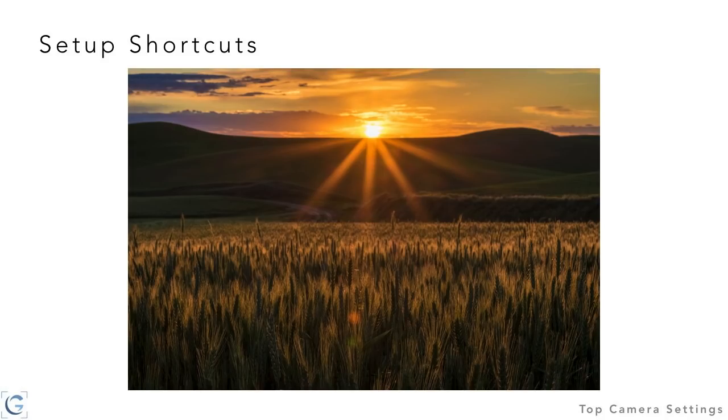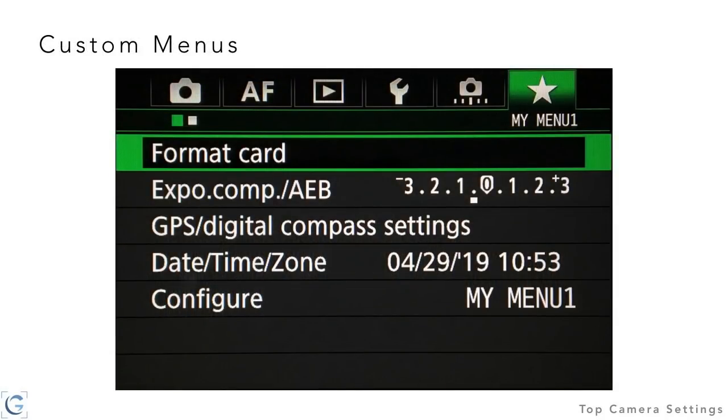And speaking of customizing your camera settings, many cameras now also include custom menus. First off, many cameras have what seem to be countless menu options. Fortunately, a fair number of cameras now give you the option to customize a menu. So here you can see I've got format the card, exposure compensation, my GPS setup, the date and time, and I can pick and choose which menu options I want on this customized menu so that I can quickly get to the settings that I use the most.